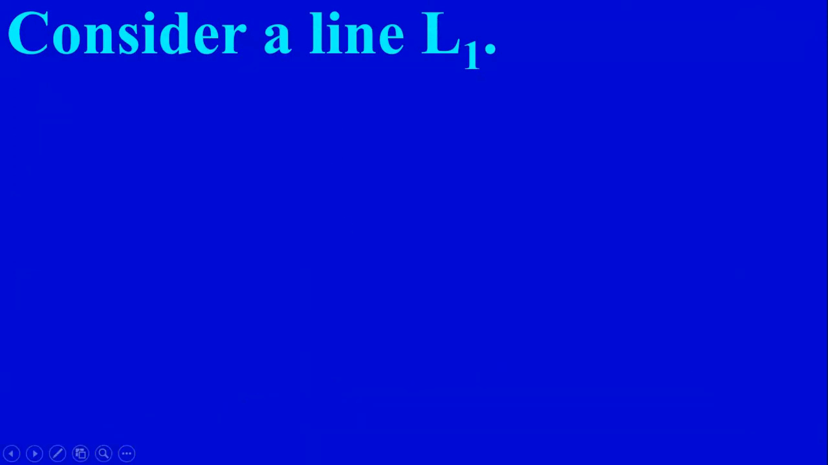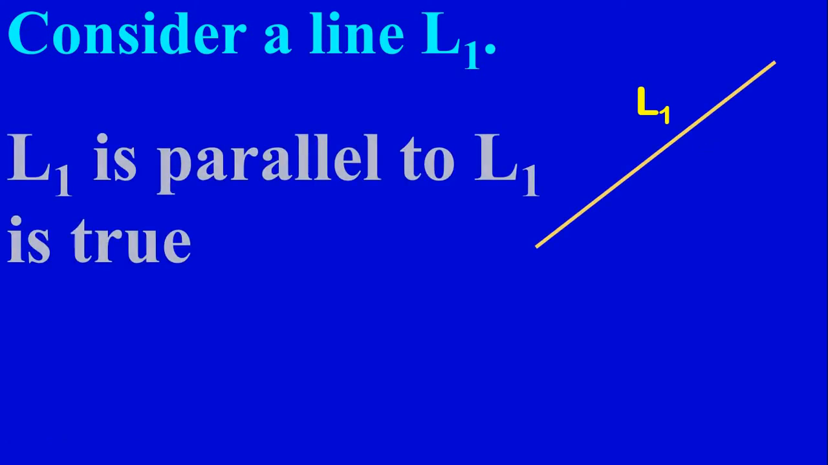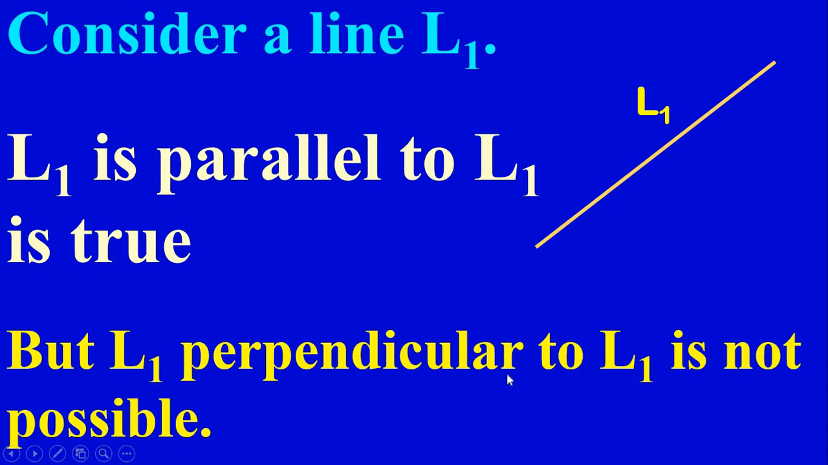So next we consider one line L1, and here we take the relation parallel. Now we consider L1 is parallel to L1. It is true. Any line is parallel to itself. So therefore L1 is related to L1 by the relation parallel. But L1 perpendicular to L1 is not true. Here the relation is perpendicular. So L1 is not related to L1 by the relation perpendicular. Now here L1 is related to L1 by the relation parallel.